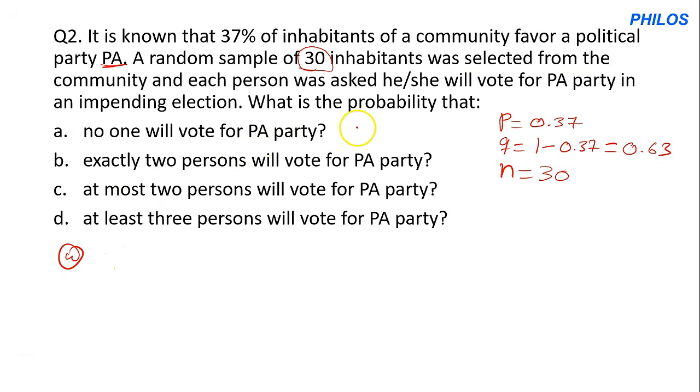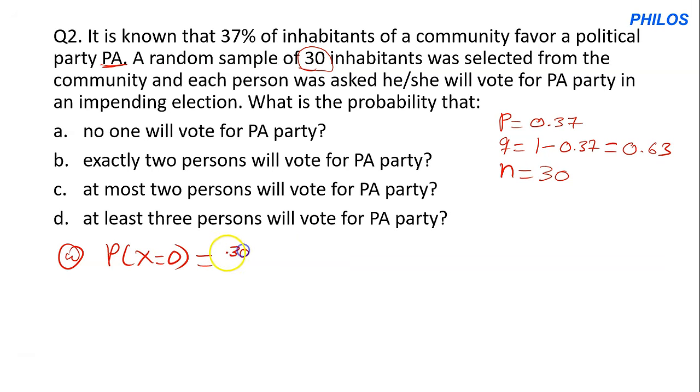It says, what is the probability that no one will vote for party A? It means that we should find the probability that X will be exactly 0. No one will vote for party A, so X will be exactly 0. So to solve this, what is our n? Our n is 30.